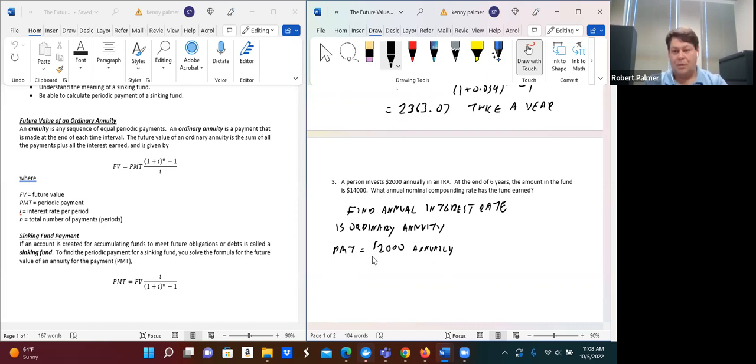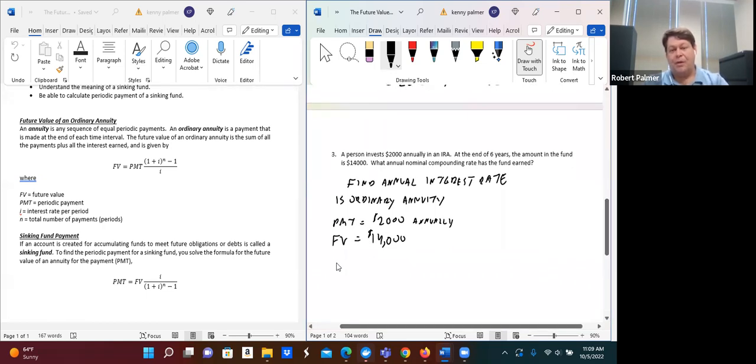Okay. And basically that's also our compounding period. And our future value, it says we want it to be $14,000. Now, what else do we know? Well, we also know that our N is going to be our number of years, 6, times our number of compounding periods. Since it's annually, that's going to be 1. So our M is going to be 1. So N is just going to be 6.